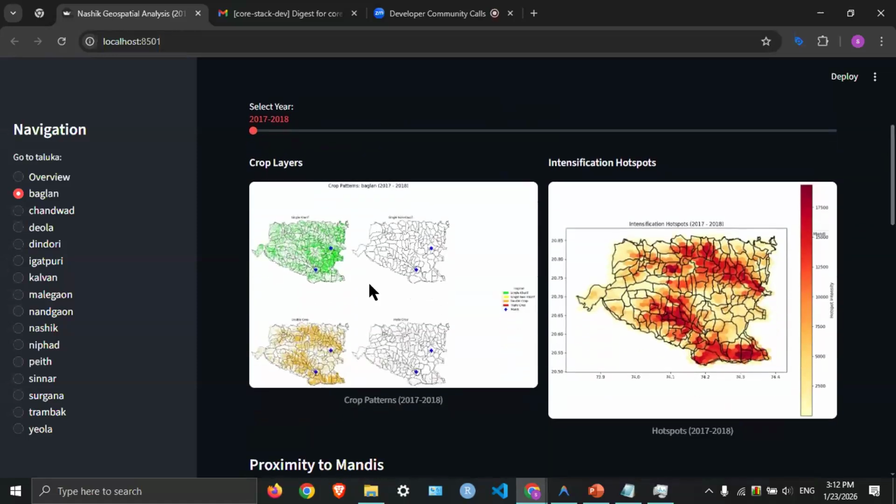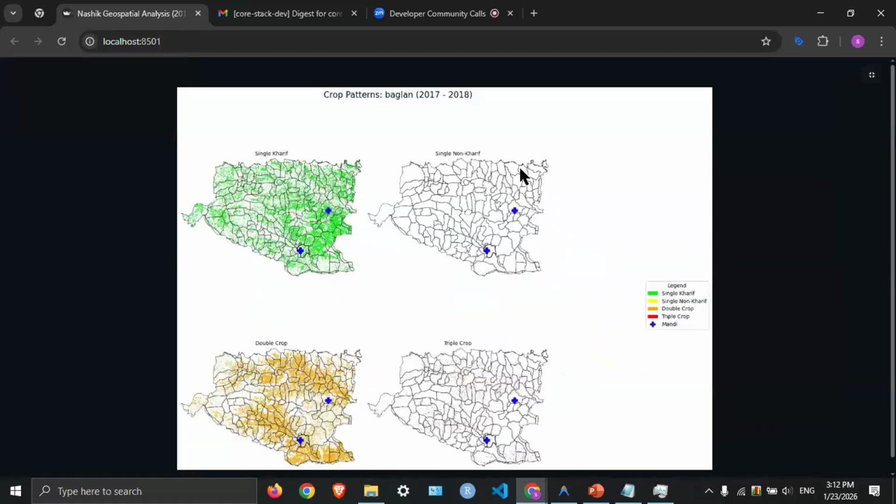Here what exactly I have done is that I have separated the values given by the LULC layers, and I tried to plot them along with the market mandis. Here you can see that in Baglan Taluka, the entire taluka is predominantly dominated by single kharif. Now we know that onion is an all-weather vegetable, and it is predominantly planted as a kharif crop, right? So we can see the pattern over here.